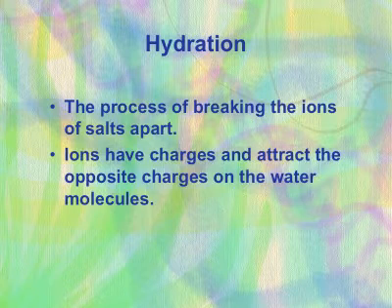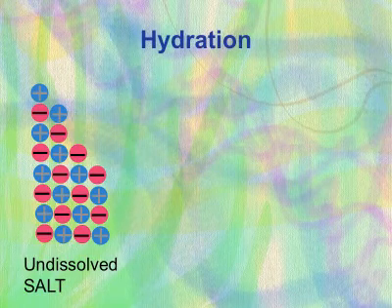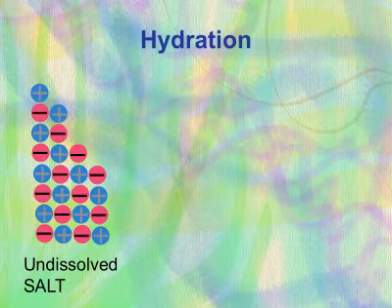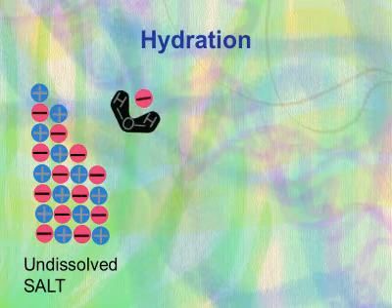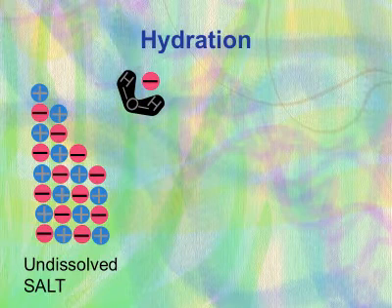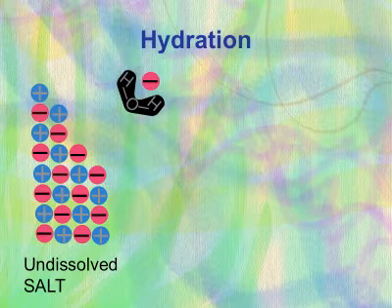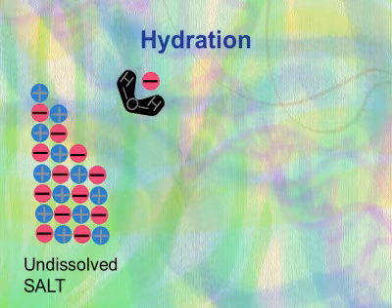All right, so let's look at a nice pretty picture. Here we have an undissolved salt. We can see that we have positive and negative charges all mixed in there. Let's pretend it's sodium chloride. We all know what salt is. If we take a water molecule, we can see that we have positive ends and negative ends, which the positive and negatives are all actually on the wrong side.